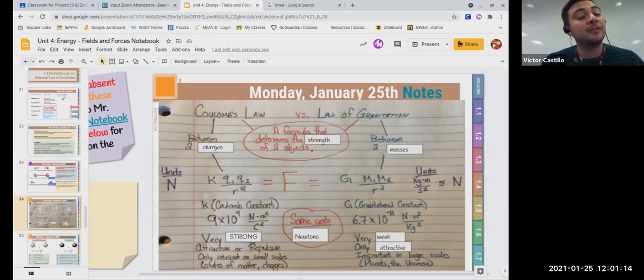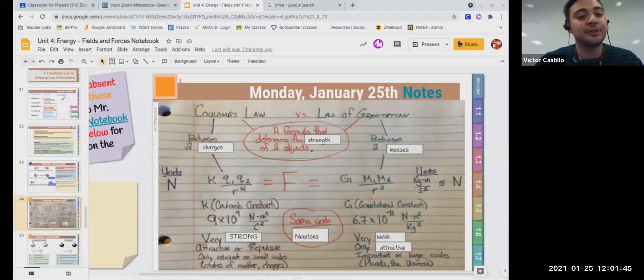Coulomb's law forces are very strong, and they can be either attractive or repulsive on very small scales, like states of matter, protons, electrons, atoms, all that good stuff. Whereas the law of gravitation forces are very weak, which means they're only attractive, they only pull you in, and they're important on large scales such as planets, the earth and the moon, black holes, and so on and so forth. That's pretty much it. So finish copying those notes, please.